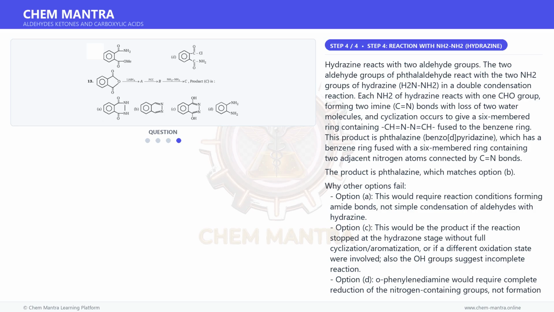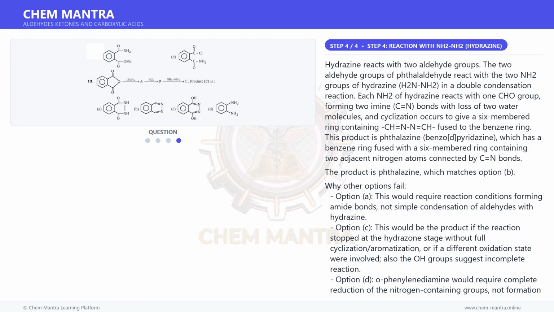And for the final step, hydrazine reacts with 2 aldehyde groups. The 2 aldehyde groups of phthalaldehyde react with the 2 NH2 groups of hydrazine, H2N-NH2, in a double condensation reaction. Each NH2 of hydrazine reacts with 1 CHO group, forming 2 imine, C=N, bonds with loss of 2 water molecules, and cyclization occurs to give a 6-membered ring containing CH=N-N=CH fused to the benzene ring.